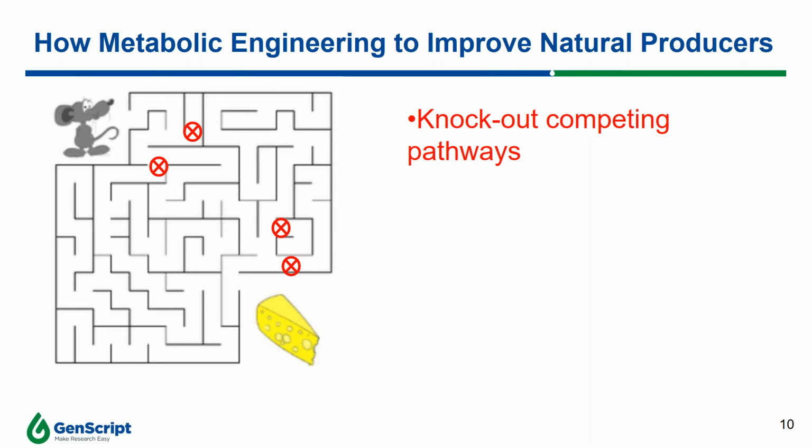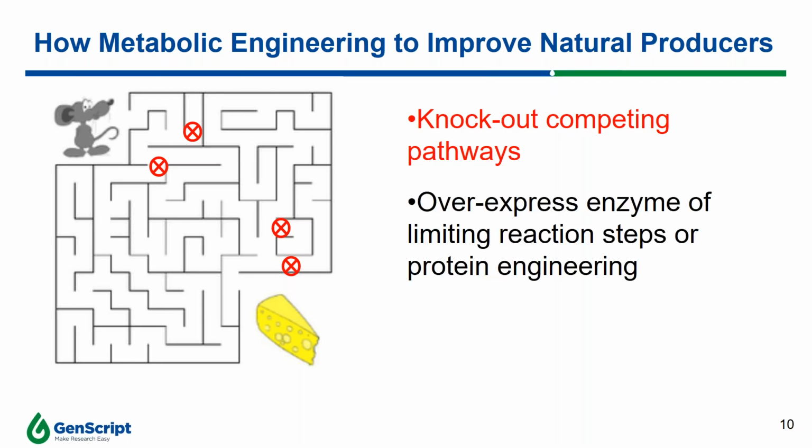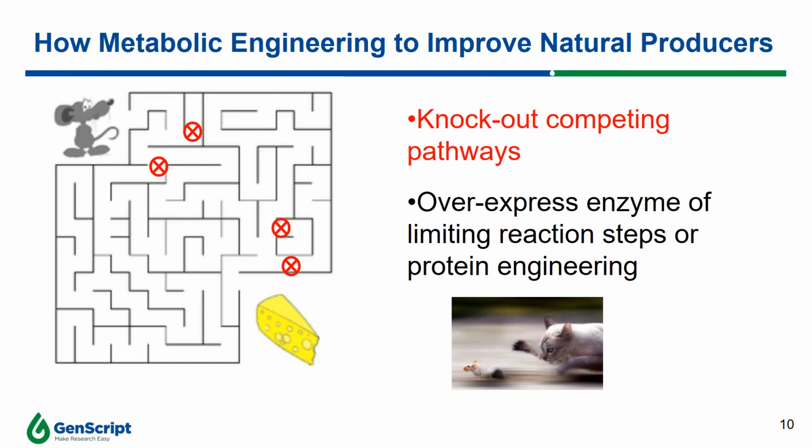What that means is eliminating those non-productive routes in order to avoid the accumulation of secondary metabolites or the formation of byproducts. Alternatively, you may overexpress the enzymes of the limiting reaction steps, or improve the enzymes through protein engineering or CRISPR in order to stimulate or motivate the production rate. And now let's get back to the picture of a cat chasing a mouse. The cat plays a role like a modified enzyme chasing the mouse so that the mouse can run faster to get to the destination.